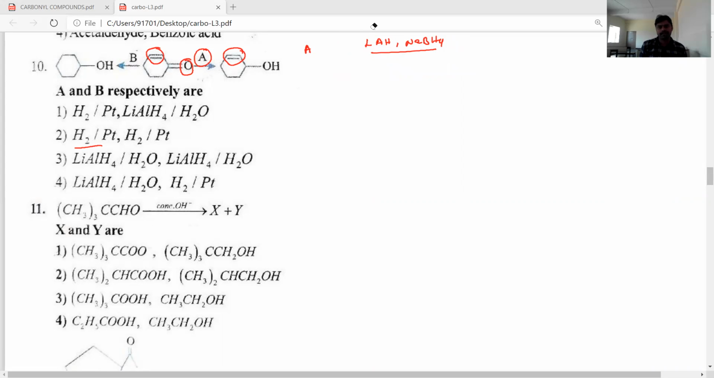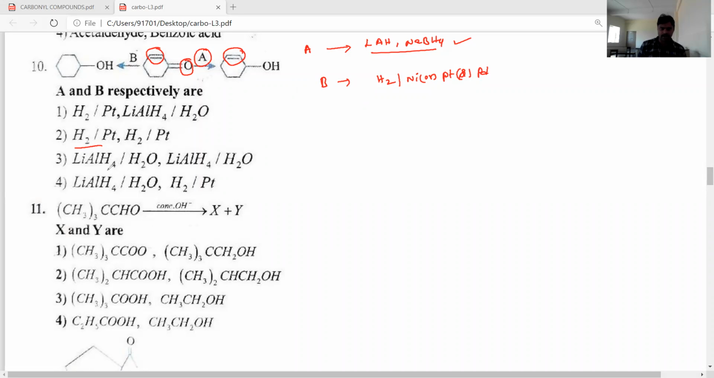A should be either lithium aluminum hydride or sodium borohydride followed by hydrolysis. And B should be hydrogenation in the presence of nickel, platinum or palladium. Then it can reduce the double bond as well as the carbonyl group. Carbonyl groups convert into alcohol and the double bond converts into a single bond. So the suitable reagent is B.